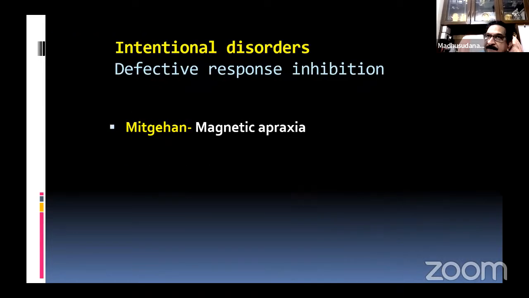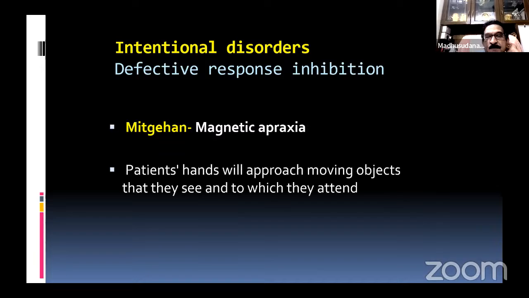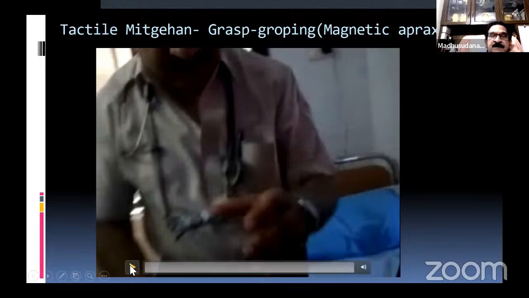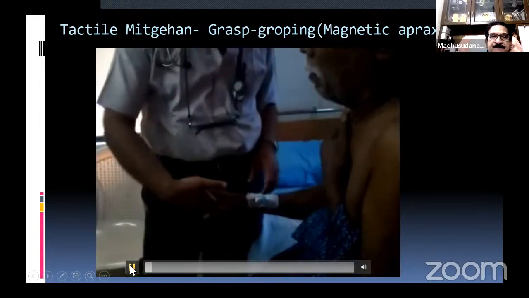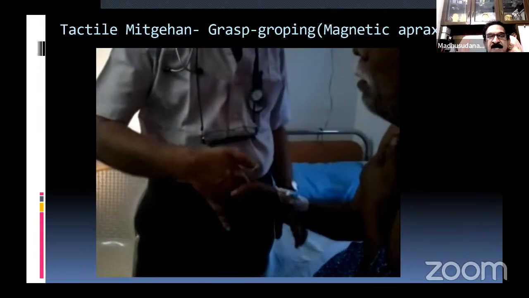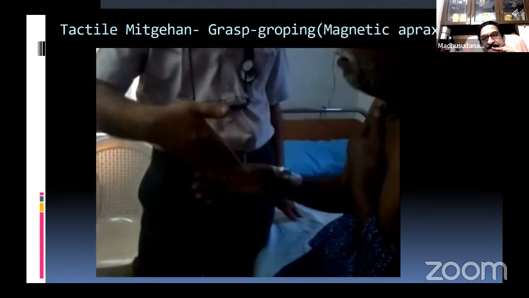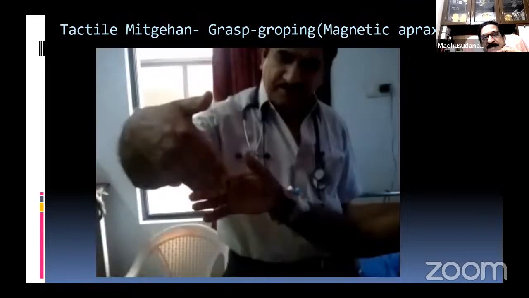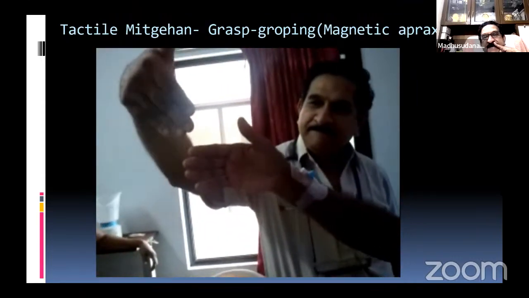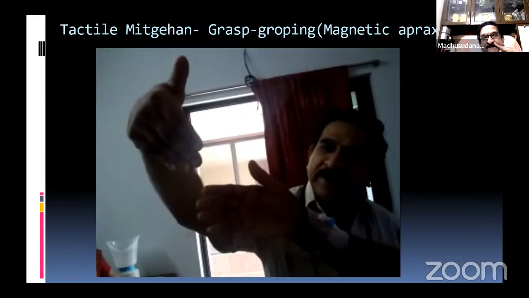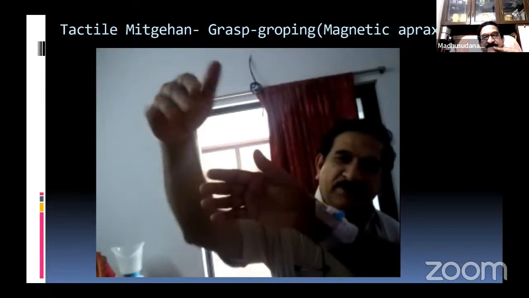Then the other type of motor disinhibition is magnetic apraxia. The patient's hand will approach the moving object that they see and to which they attend. See this particular video showing the hand. He held the hand. He is asked to release, he is not releasing the hand. When I take the hand away, his hand is following that hand, like a magnet. Ask him not to touch my finger.